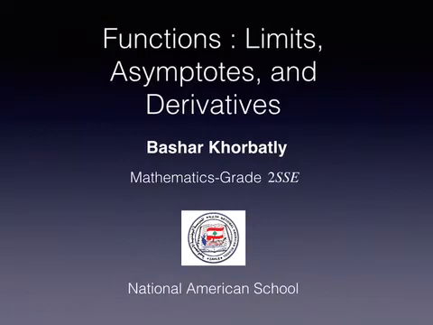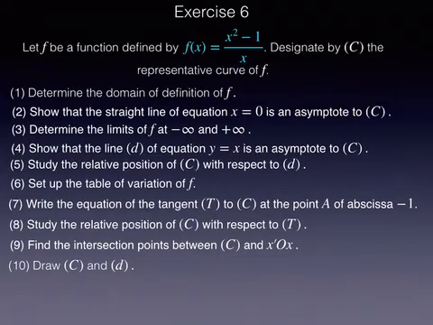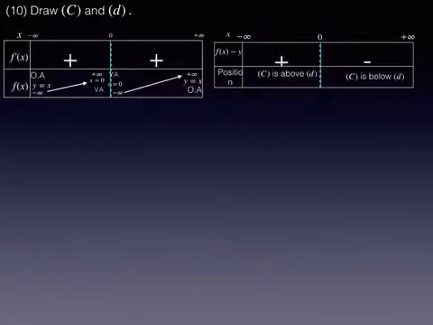Hi everybody, we will continue solving exercise number 6. So it remains to solve part 10. Draw the curve C and the oblique asymptote y equal x, the straight line D. So first let me recall the table of variation.